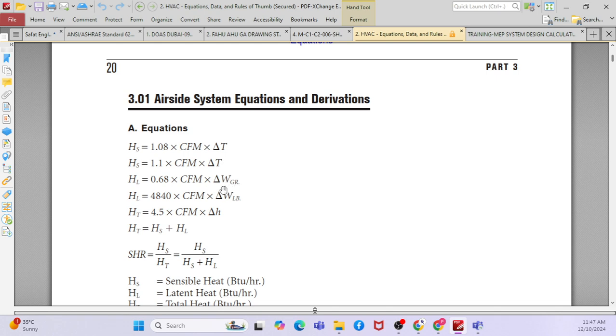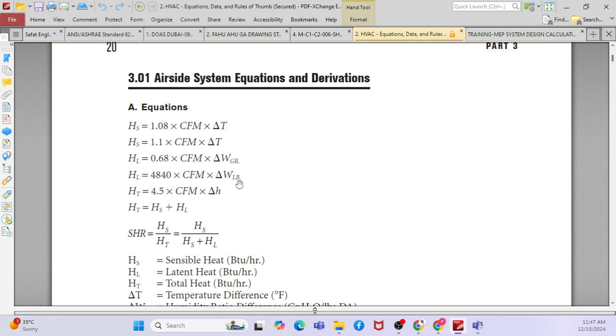This is the humidity ratio difference, in grains. And when you calculate in pounds, this is the value. This is the equation: latent load is nothing but 48.